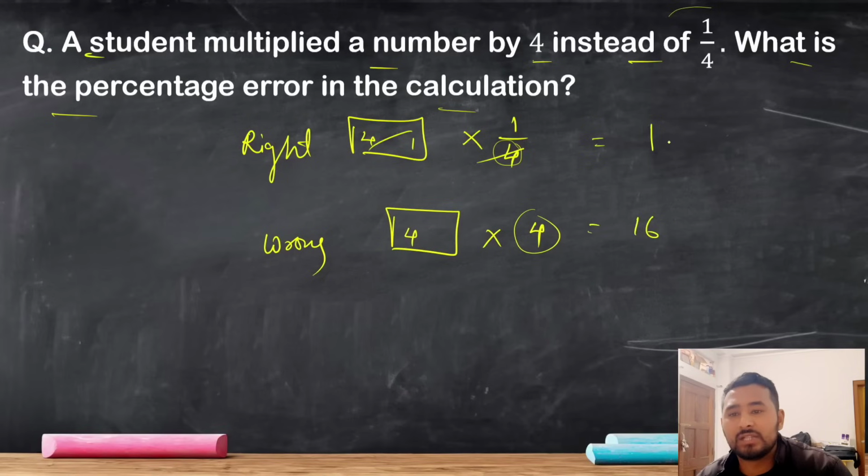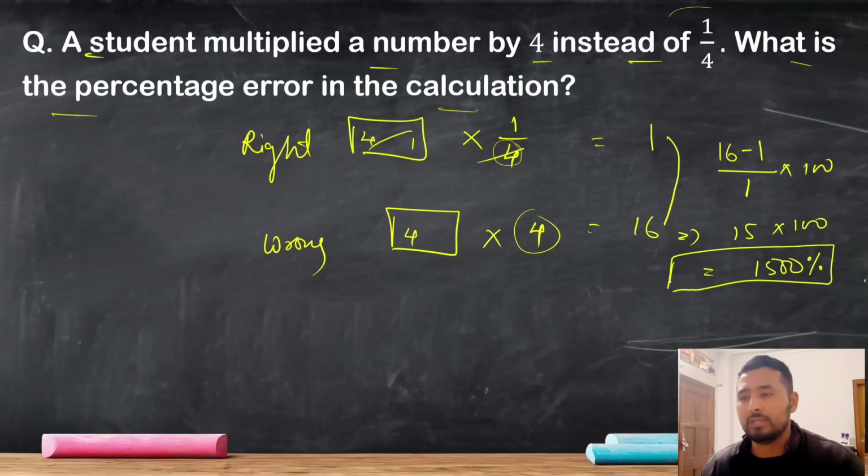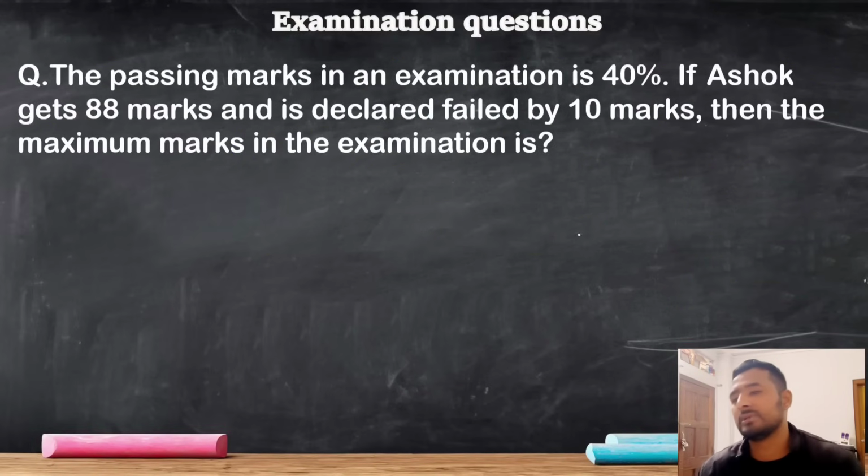Now find the percentage change. This will be 16 minus 1. We're comparing with the right one. So into 100 you get 16 minus 1 is 15. Dividing by 1 does not matter. So how much percentage error? If you multiply 15 and 100, you'll get 1500. This is the error. I hope this is clear. Let's move to the next one.